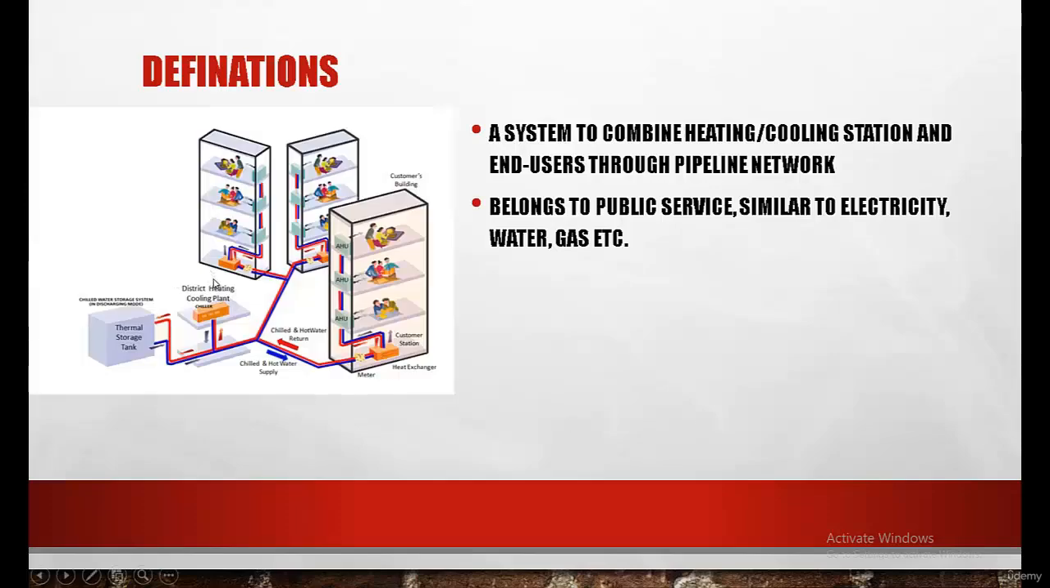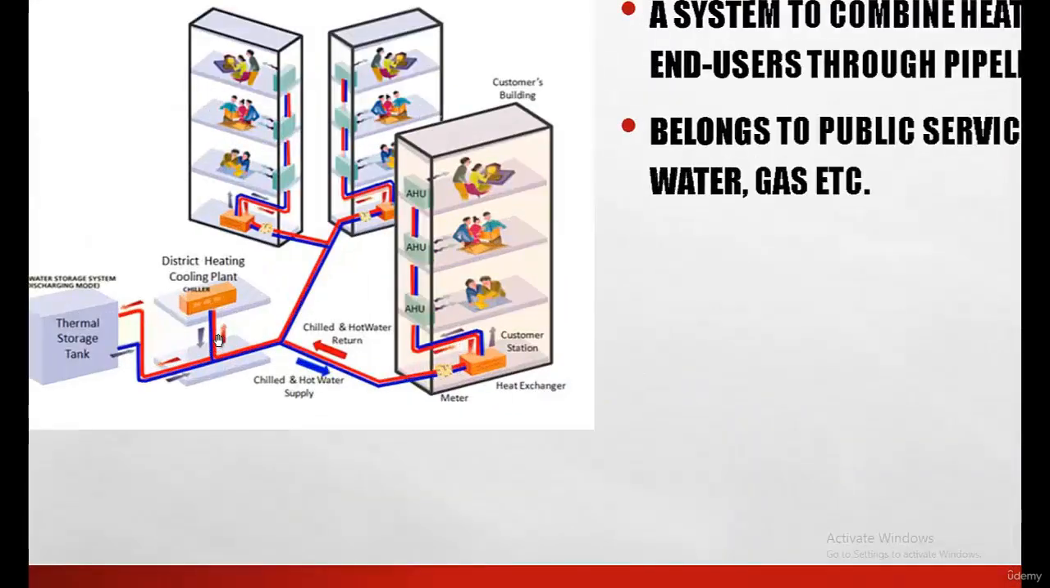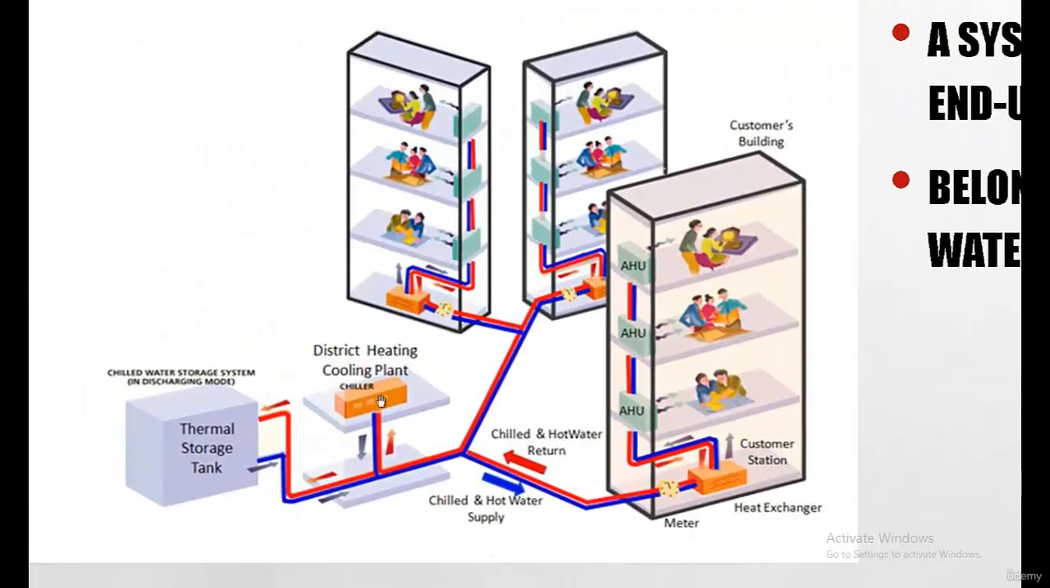Now in this diagram you see the district heating and cooling plant. From this plant we can supply cool or hot water to a thermal storage tank, and from this thermal storage tank we can supply this water to each and every air handling unit of buildings placed in a certain area. In this plant we place different types of chillers or boilers.